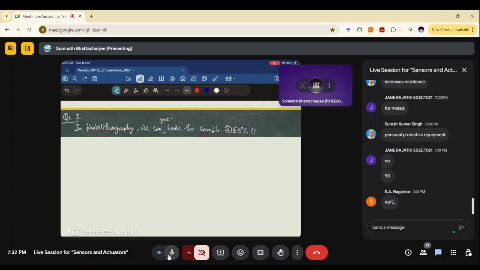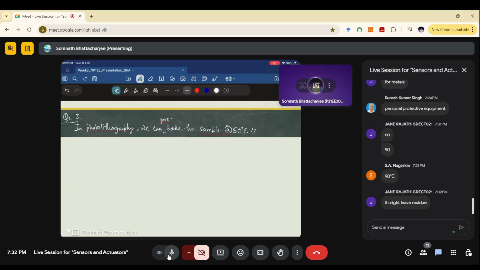Yeah, both of you are correct, right? So 90 degrees is necessary, but why can't we use a 50-degree temperature? My question is that. And why is 90 degrees, or let's say 95, 100 degrees, more suitable for these cases?